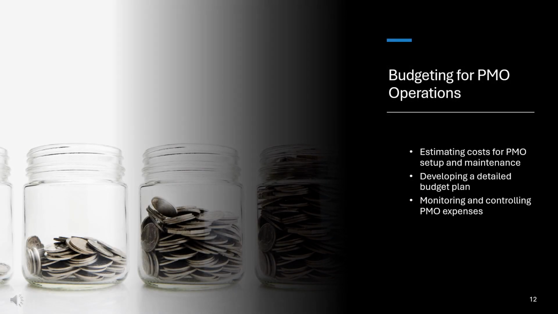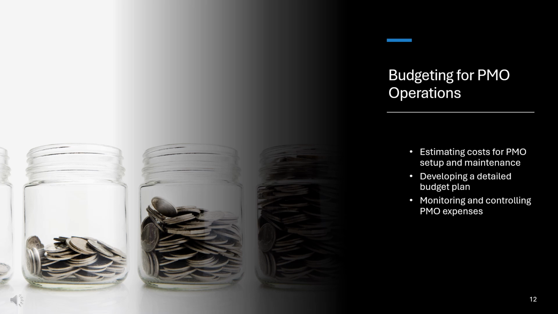Budgeting for PMO operations is a critical aspect of establishing a successful PMO. This involves creating a detailed budget that outlines the costs associated with the PMO's functions, including personnel, technology, training, and other expenses. It's important to justify the budget to stakeholders and secure the necessary funding. Clearly outlining the benefits and value the PMO will deliver can help build support and secure the required resources.